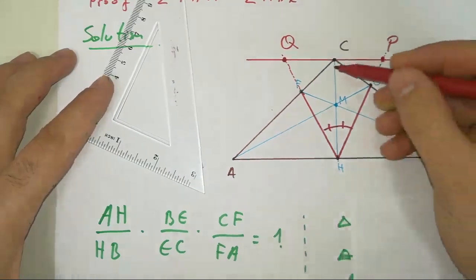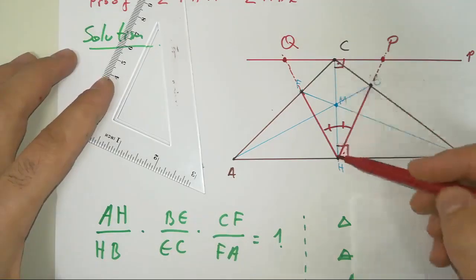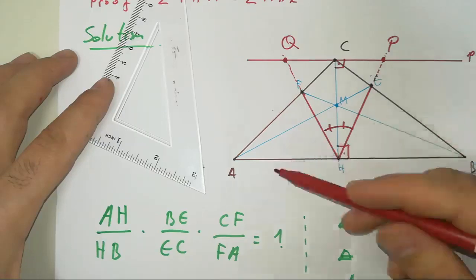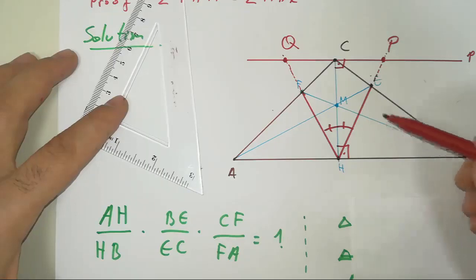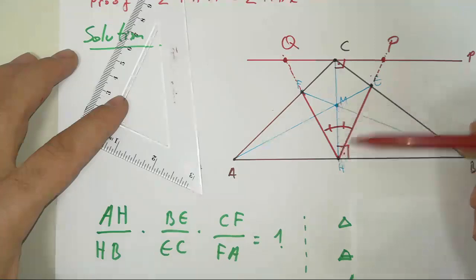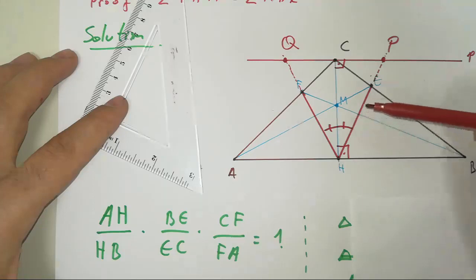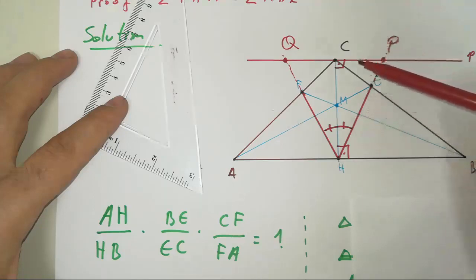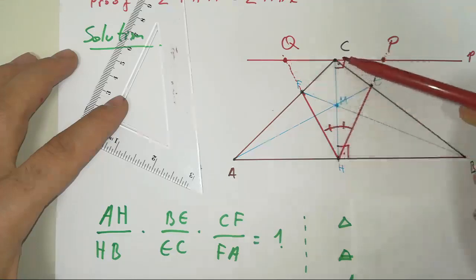Now, as you see, this angle is a right angle here. Why? Because CH was perpendicular and line P is parallel to AB, so it must be perpendicular. Our goal is to show that these two angles, FHM and MHE, are equal. I'll leave it to you to try to solve this one. Now what you need to do, well, if you just show that these two triangles are congruent, you're done.